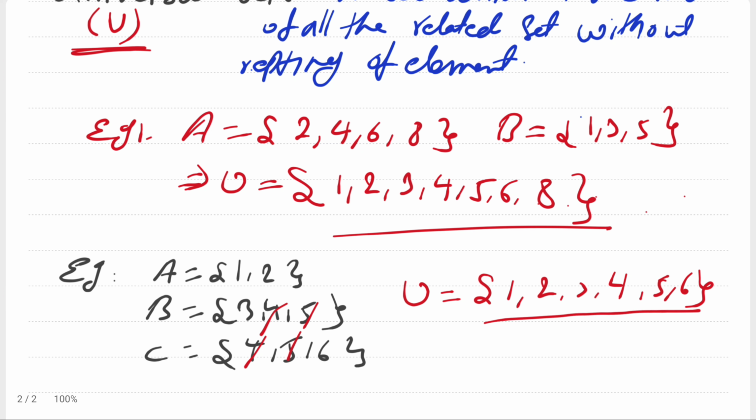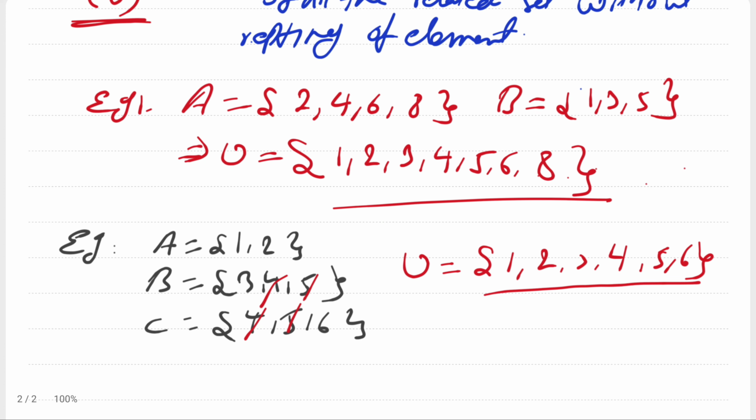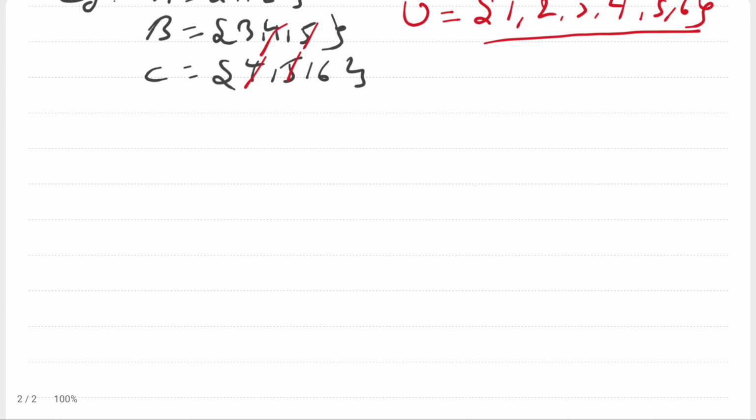Universal set means what? When we write the elements of all the related sets without any repeating of the elements. This is our universal set. So I hope you understand the universal set. Then let's come to understand the subset. So let's see the subset. Here I can write subset.